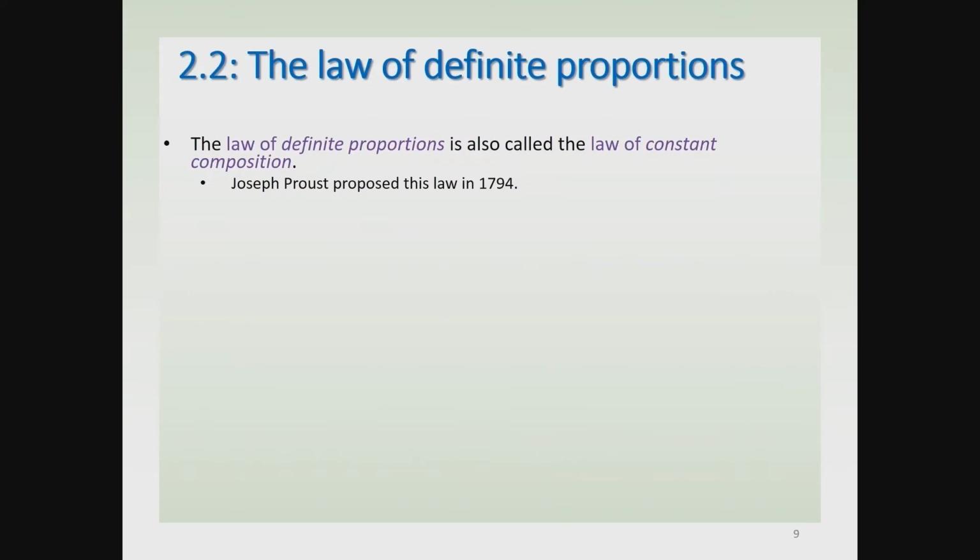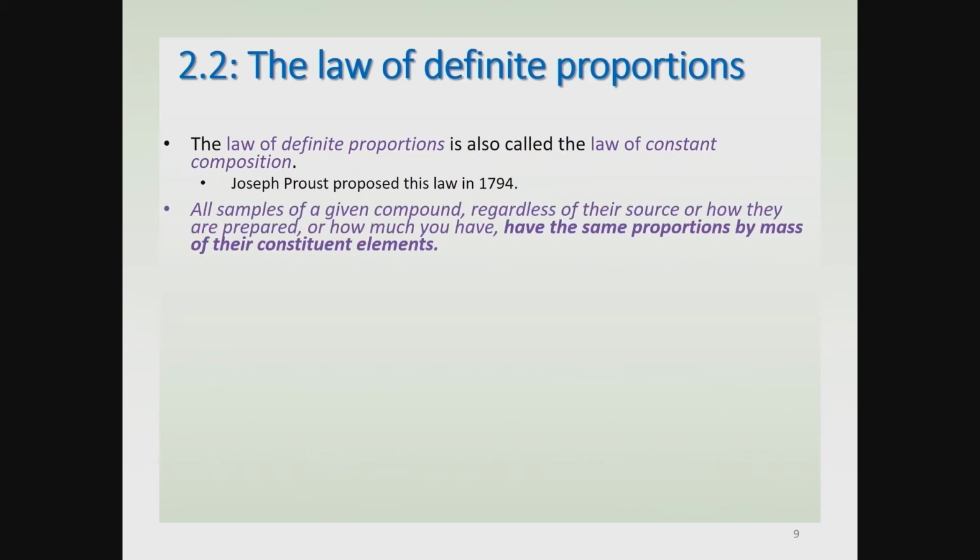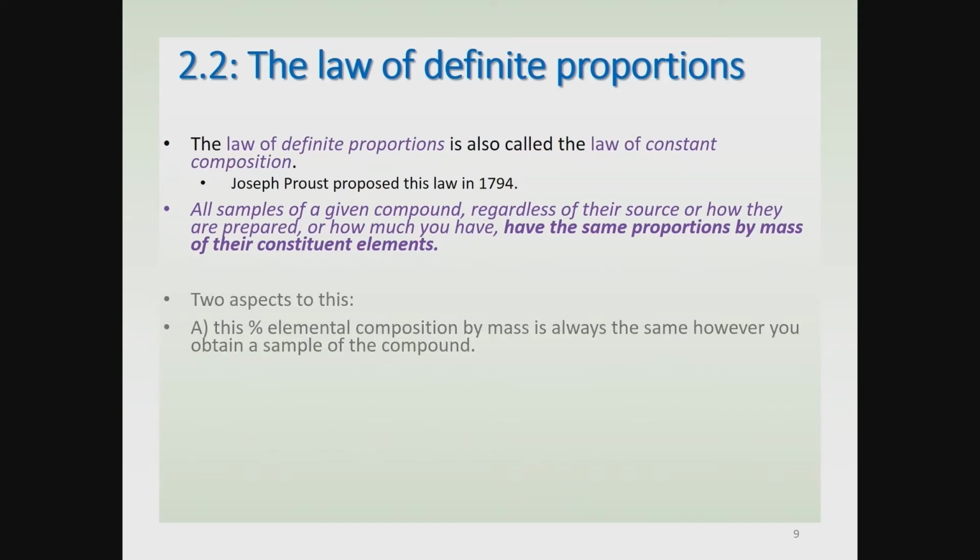So the law of definite proportions is also called the law of constant composition, and sometimes you'll hear it called the law of constant proportions or the law of definite composition. So all those are possible. So we're going to call it the law of definite proportions. And so the law says all samples of a given compound, regardless of their source or how they are prepared or how much you have, have the same proportion by mass of their constituent elements.